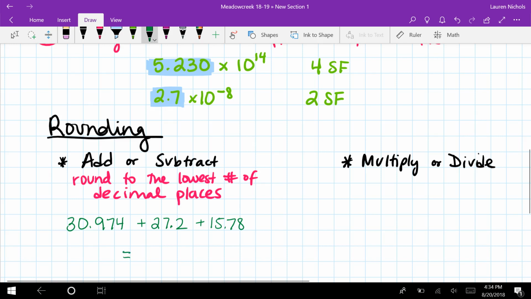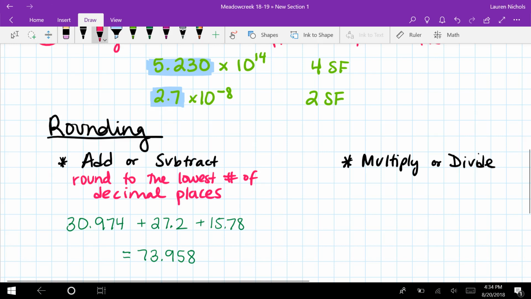Well, I would put it in my calculator because I'm bad at mental math and I don't trust myself to do it without making mistakes. But when I put this in my calculator it gives me the number 73.958. So the question is, is this number rounded correctly?